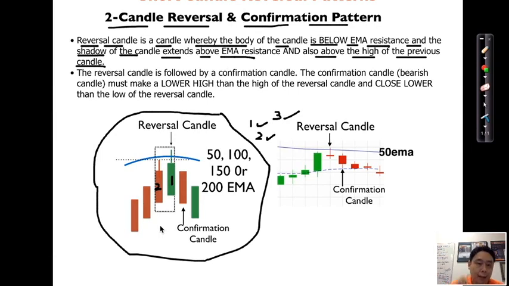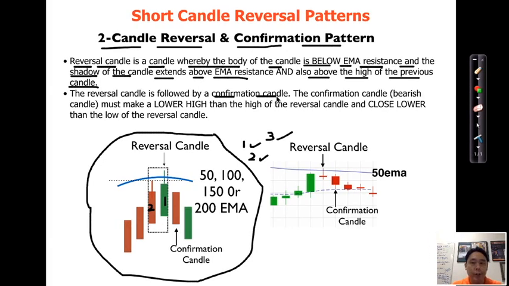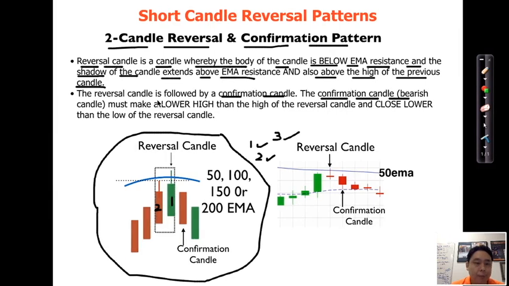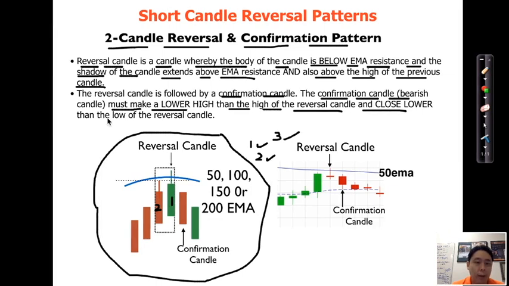Okay? Now, the reversal candle must be confirmed by a confirmation candle. Now, when you're going short, the confirmation candle obviously must be bearish. It should be a red candle. And this bearish candle must make a lower high than the high of the reversal candle and close lower than the low of the reversal candle.